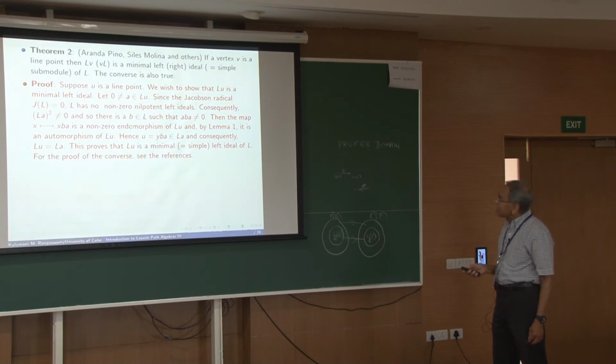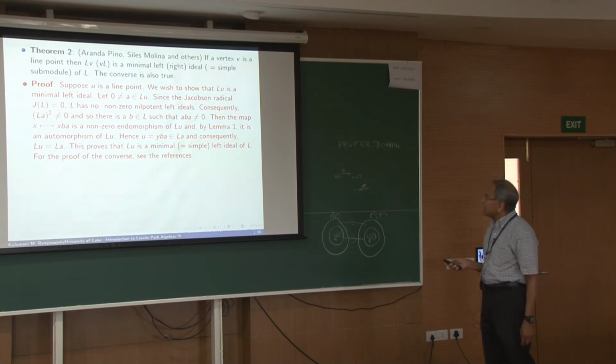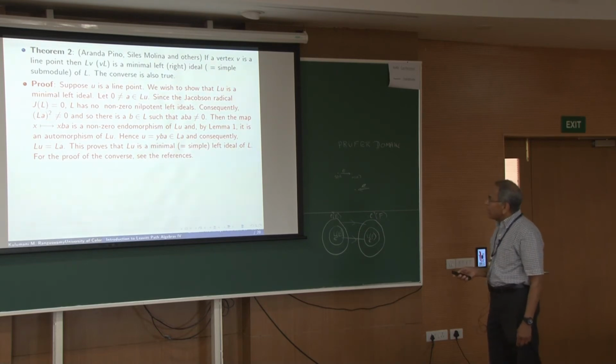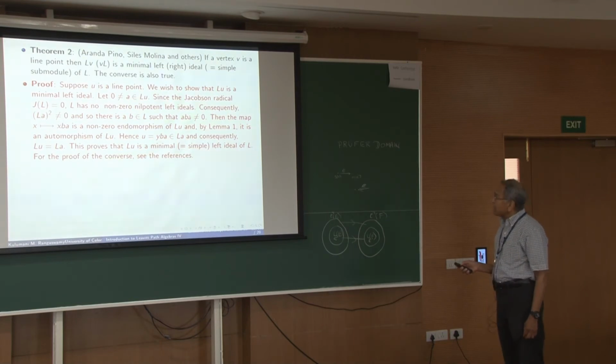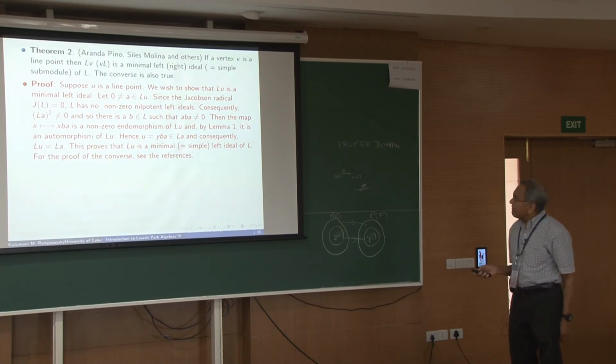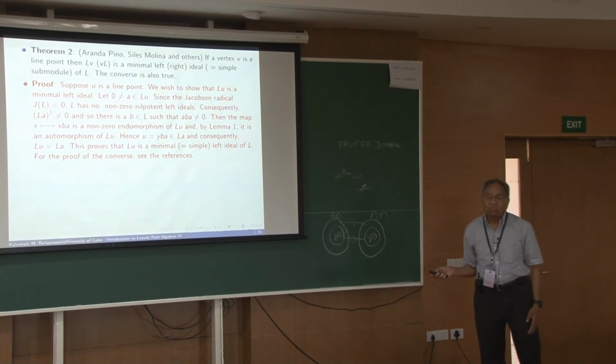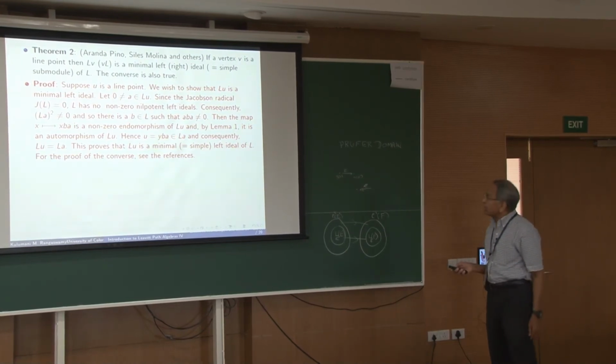So which means there is an element B in L so that A times B times A, which is an element in here, is not 0. Then we simply define a map sending any element X in L U to X times BA. This is a non-zero endomorphism because in particular A times BA is not 0. And by the previous lemma we noted the endomorphism ring is a field. So every non-zero endomorphism must be an automorphism.